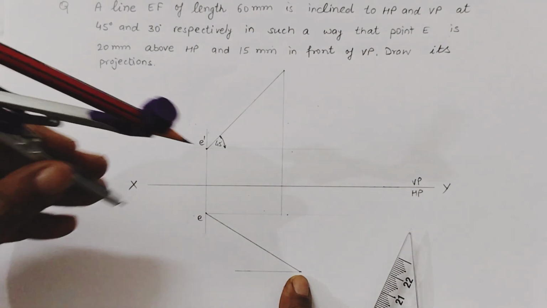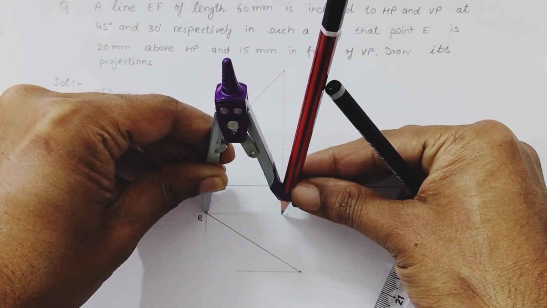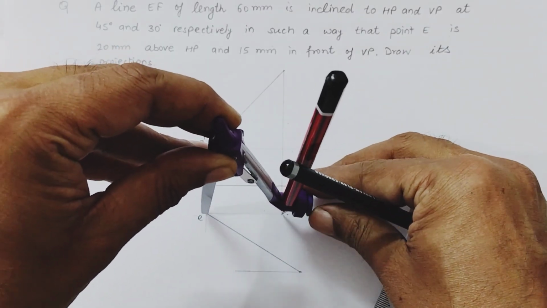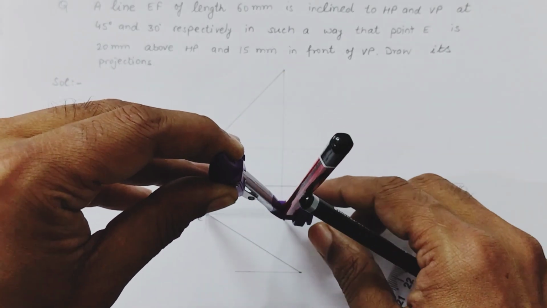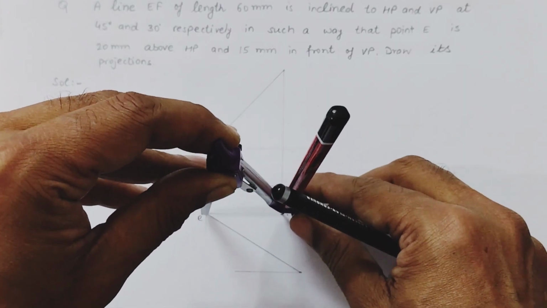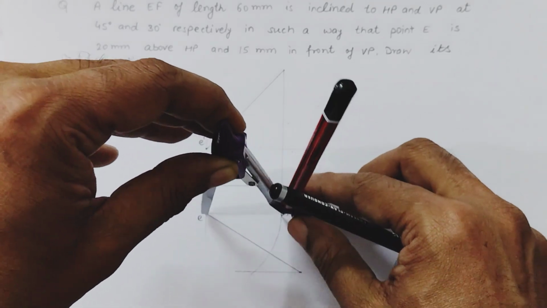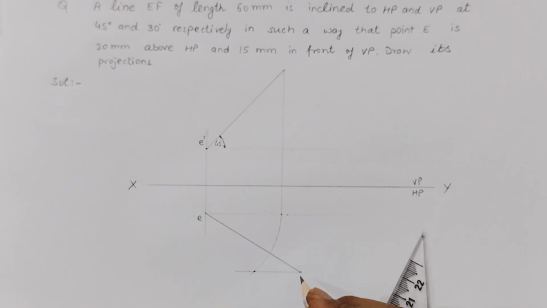Locus of point F. Now mark an arc equal to distance this projection when this line is true length, so projection is parallel to xy. So we will rotate this projection so that it cuts the locus of point F, that is here. So this point is F, this is F1.